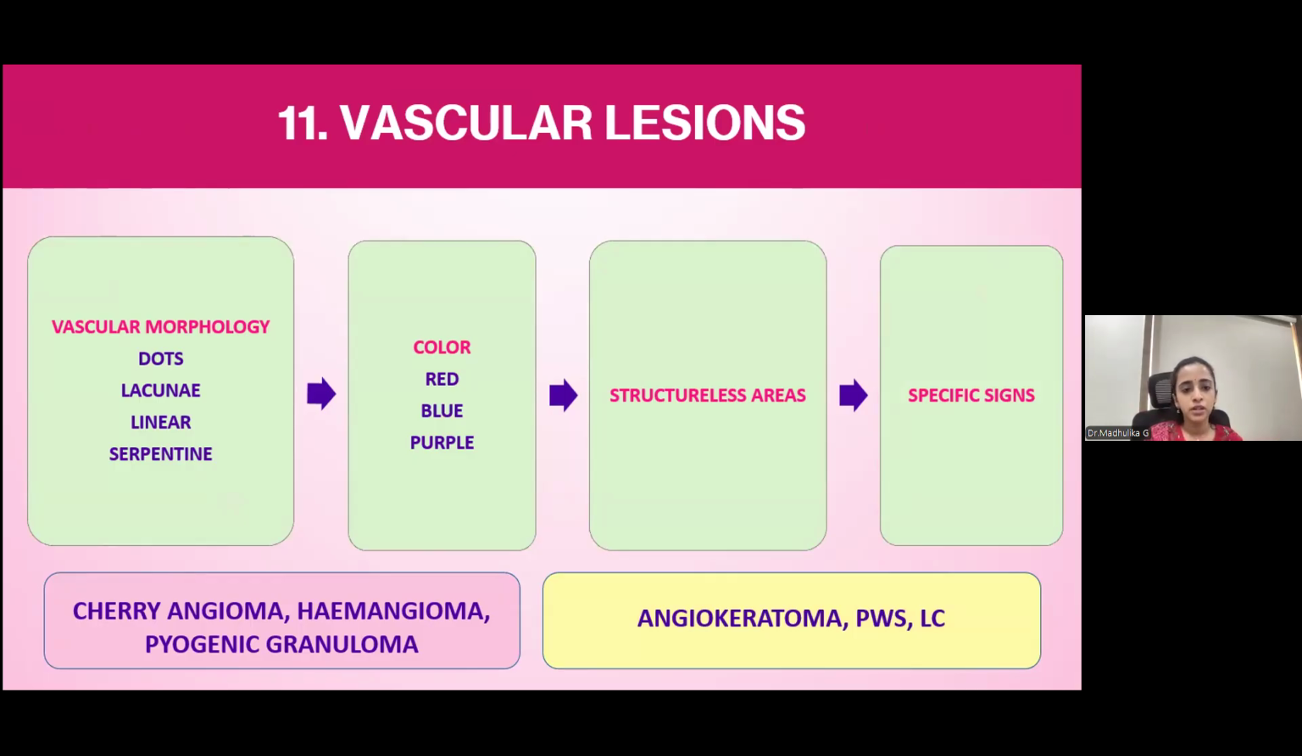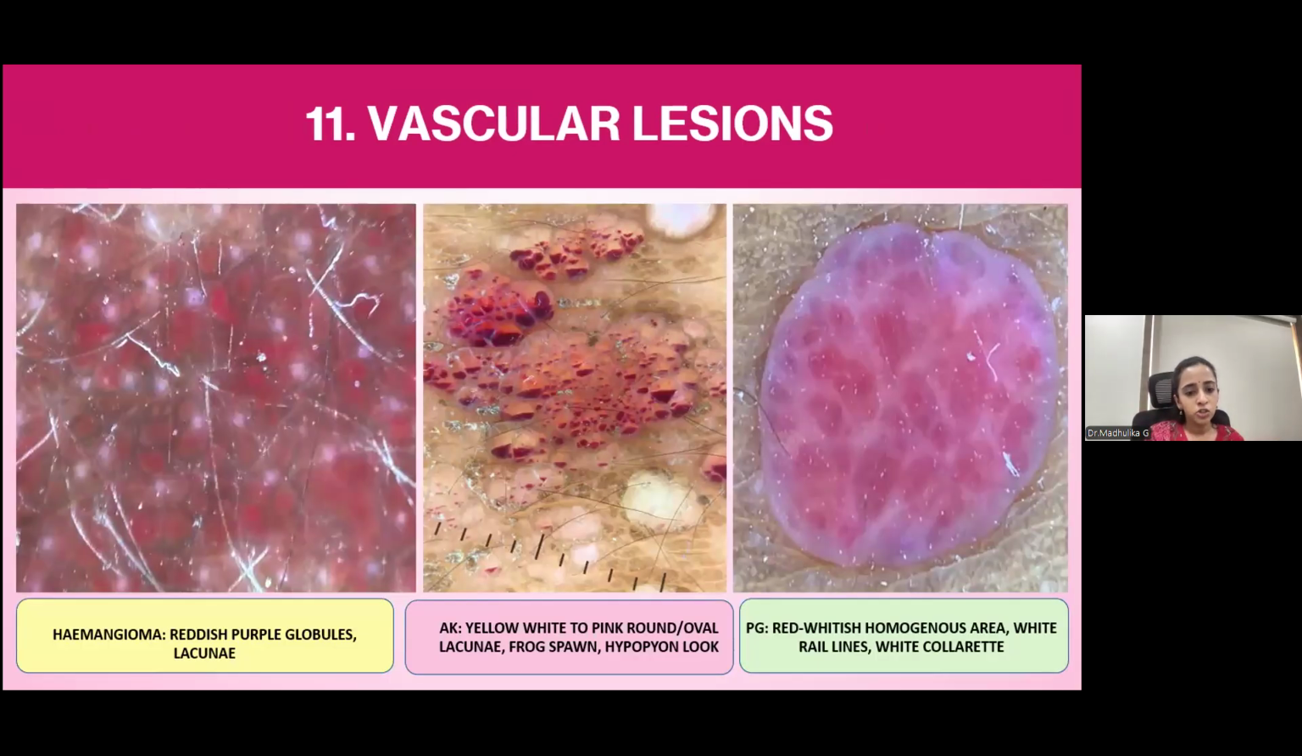Next slide. So the first one is hemangioma, where you can see reddish purplish globules and certain lacunae which are filled with blood. In angiokeratomas, again, these are superficial dilated vessels which look like lacunae, which might be empty, or they have a hypopyon look filled with blood, and they have a frog spawn appearance, right?